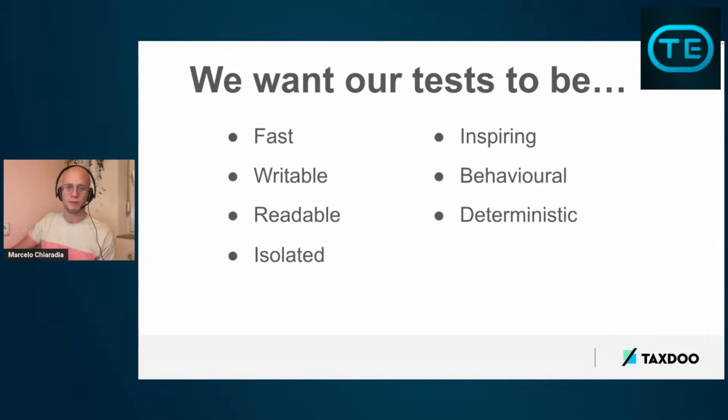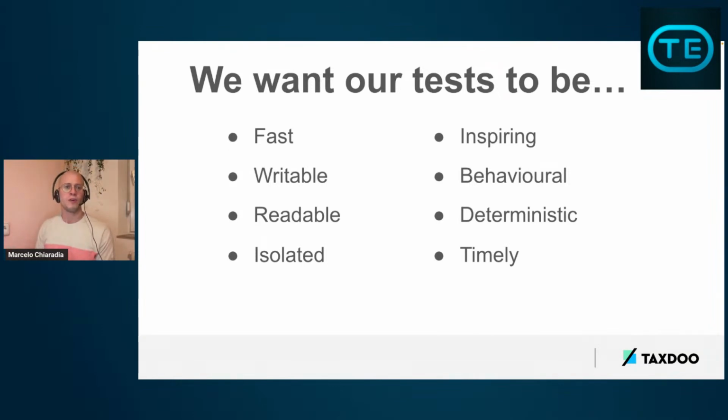And we want them to be deterministic. So every time they run, we want the same result. This means that they are not flaky, for example. And we want them to be written in a timely manner, ideally before the code, so we can actually see them fail, and they fail for the right reason.